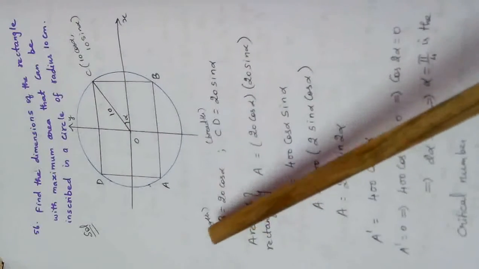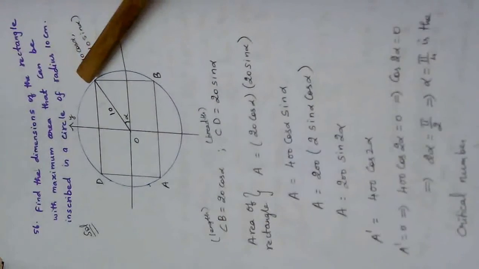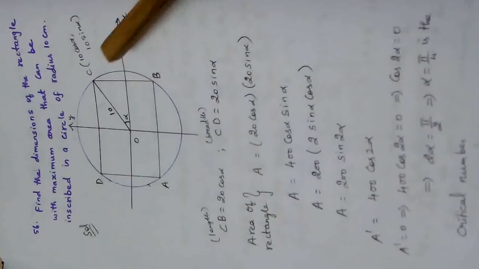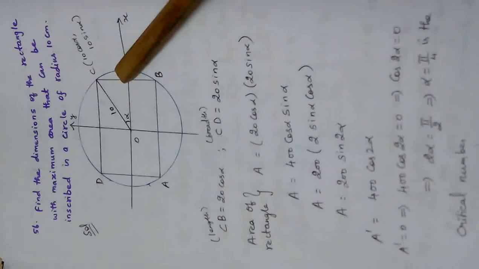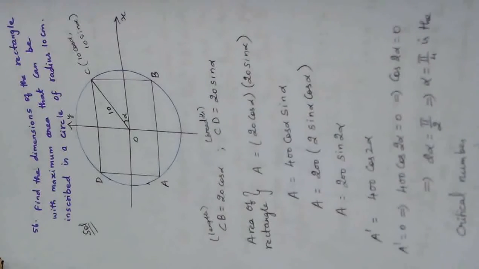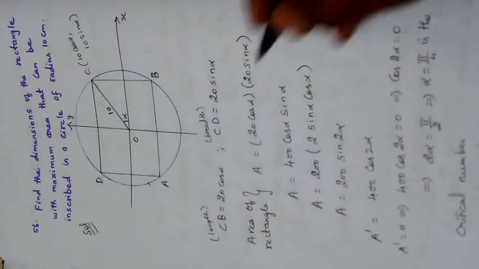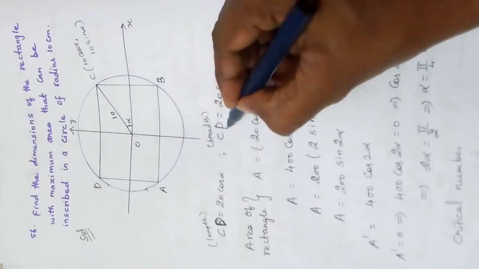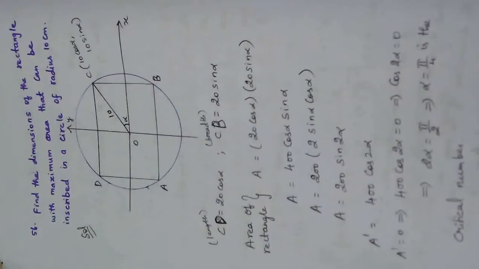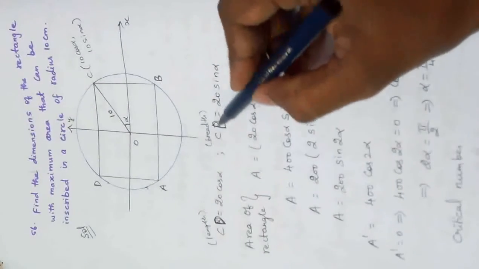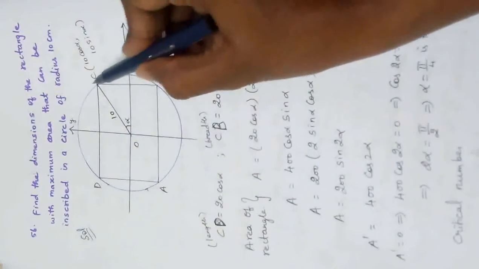Now see, length CB. CB means from this to this. The length is given by 20 sin alpha. I think I have written it wrongly. We will write it like this: instead of writing CB, this is CD. So this is CD and this is CB. You just try to understand from the question. Even this I have to change, because CD means from here to here.